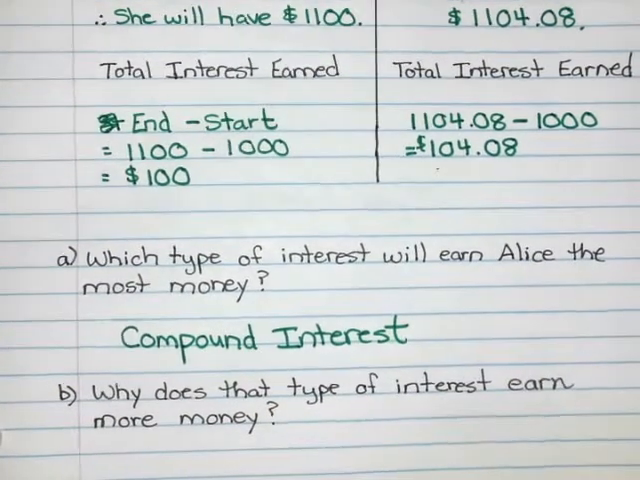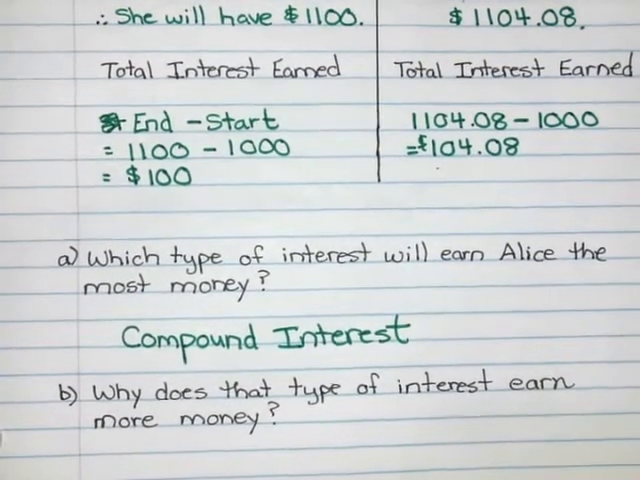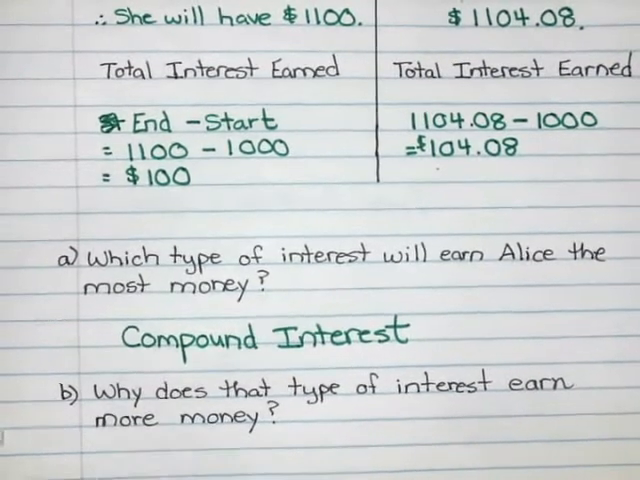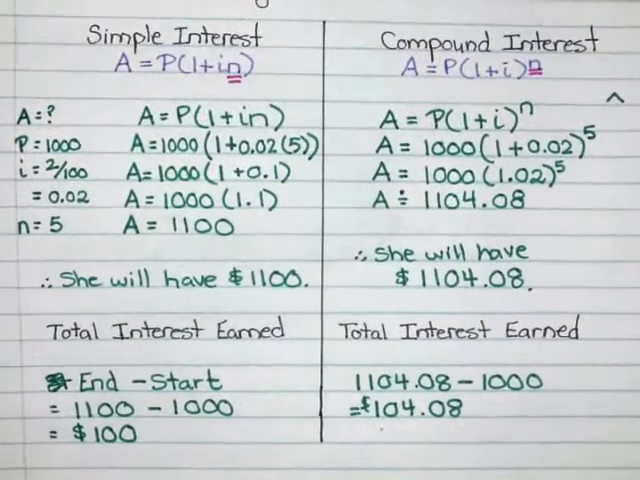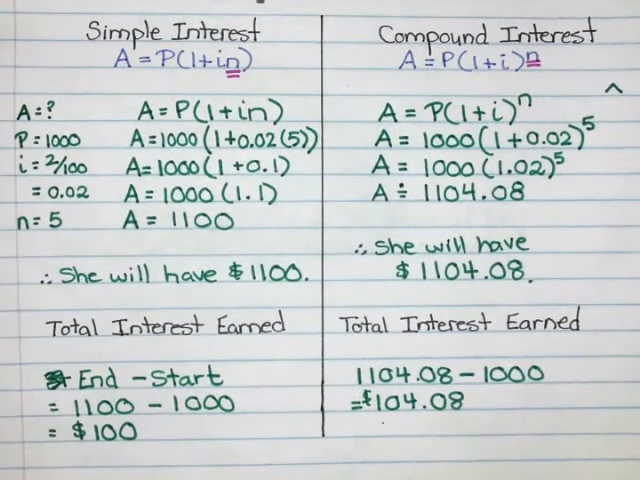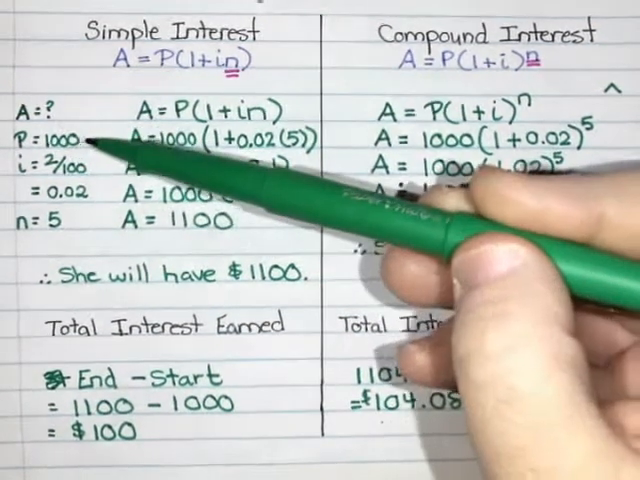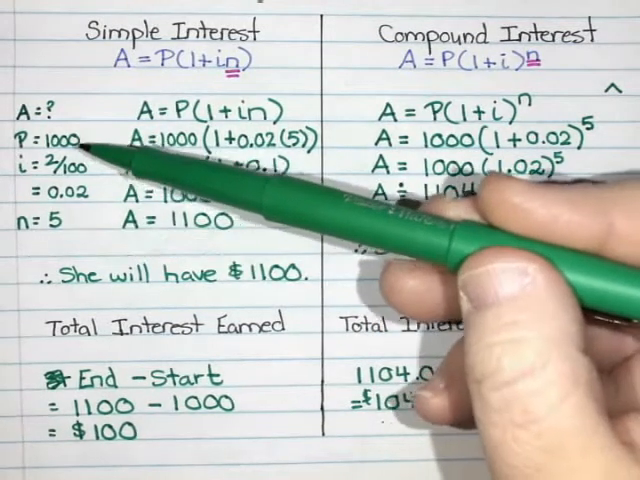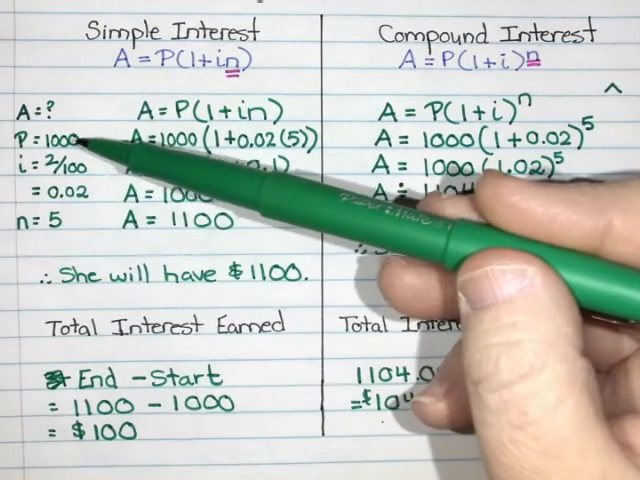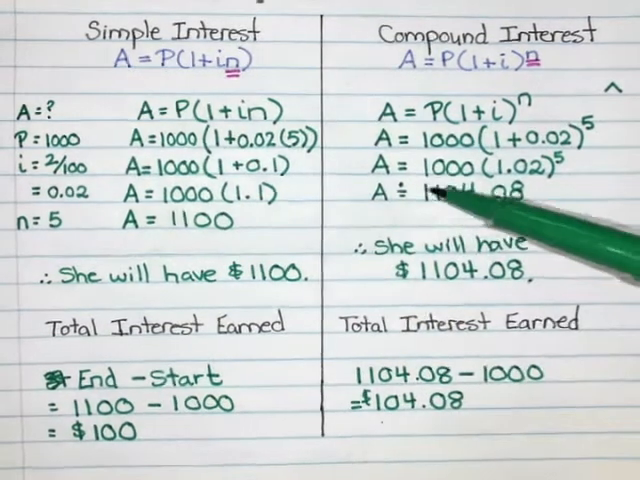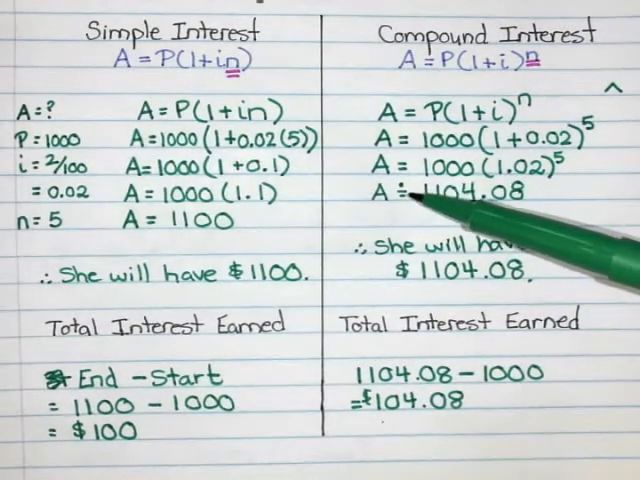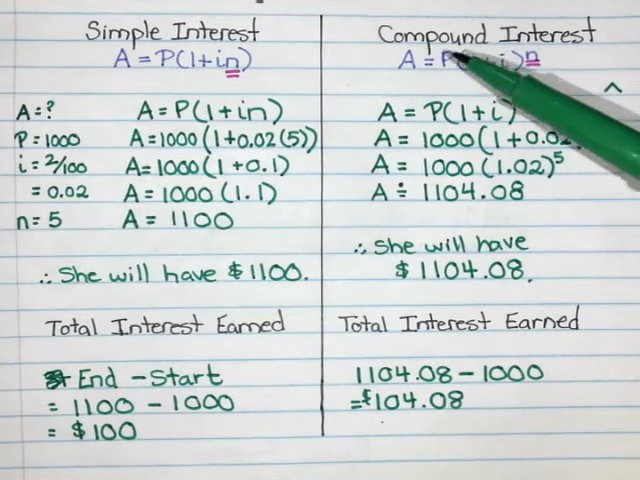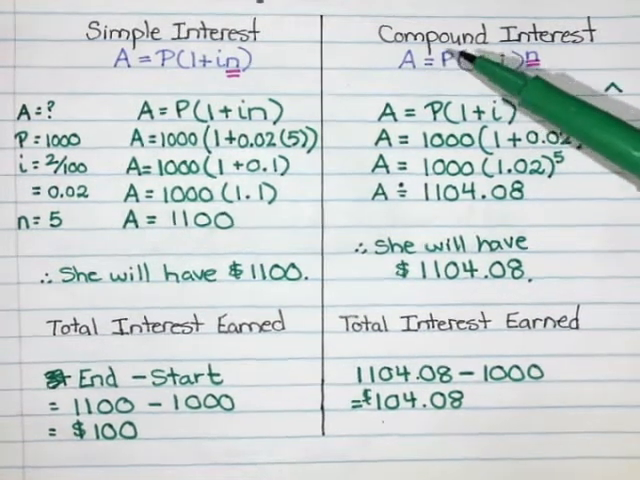Now our last question really is why. So why does that type of interest earn more money? So why did compound interest get her more than simple interest? So simple interest, you only earn interest on your original investment. So anytime in that 5 years that she gets interest, she only ever earns interest on her $1,000. But with compound interest, she gets interest on her current balance. So whatever is currently in her account.